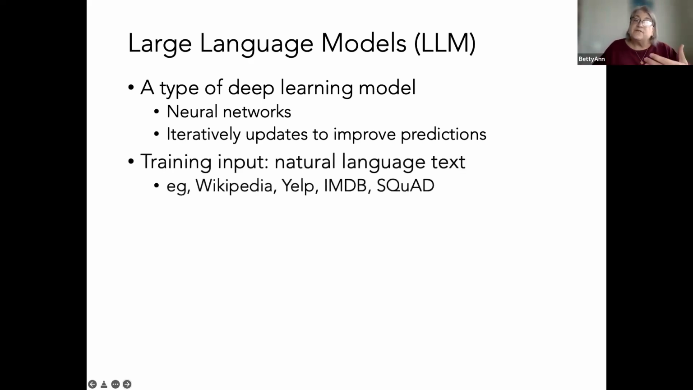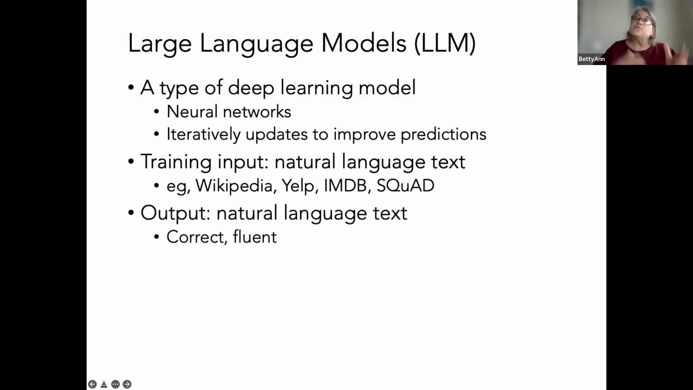These large language models that we've been hearing about quite a lot recently are trained on natural language text, on things like Wikipedia pages, reviews in Yelp, IMDb, and SQuAD, which stands for Stanford Question Answering Dataset. That's what goes in. The input is a bunch of words, and the output is supposed to be a bunch of natural language text. The goal is for the text to be correct based on the prompt, the input, and also to be fluent, to sound like what you would imagine a human would say.